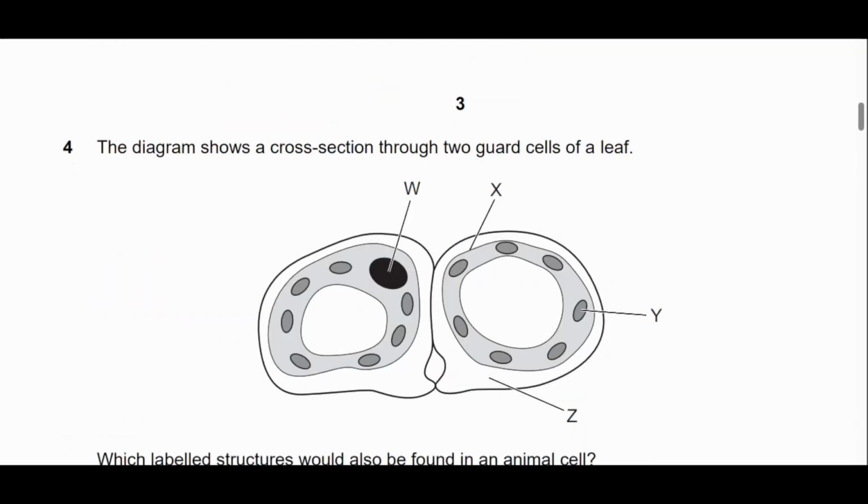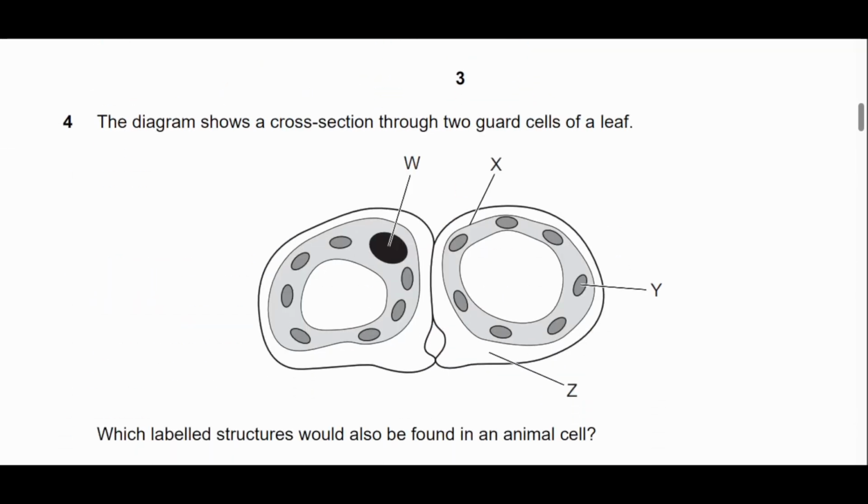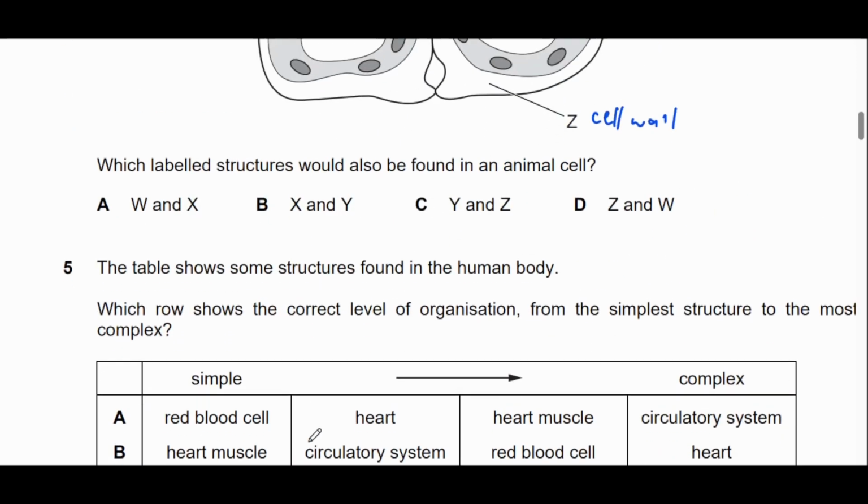Question 4. The diagram shows a cross-section through 2 guard cells of a leaf. Which labeled structures will also be found in an animal cell? Right, so firstly, W is a nucleus, X is a cell membrane, Y is a chloroplast, and Z is the cell wall. Right, so which of these two is found in animal cells also? Would be W and X. Therefore, the answer will be A.